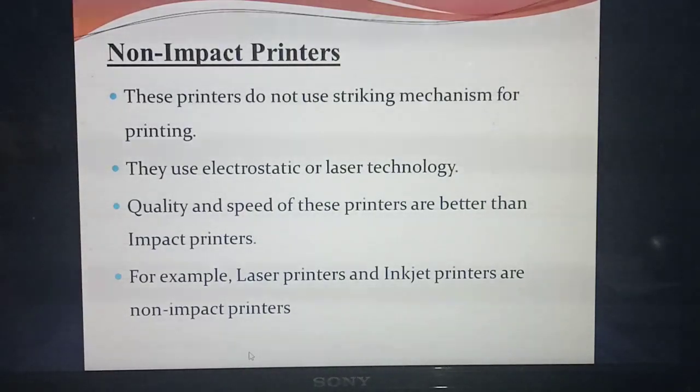What are the examples for impact printers? Dot matrix printers and line matrix printers. What's the example for non-impact? Laser printers and inkjet printers. What do you mean by non-impact printers? These printers do not use any striking mechanism for printing, but instead use electrostatic or laser technology. The quality and speed, compared to impact printers, is very fast. So what are the examples? Laser printer and inkjet printer.